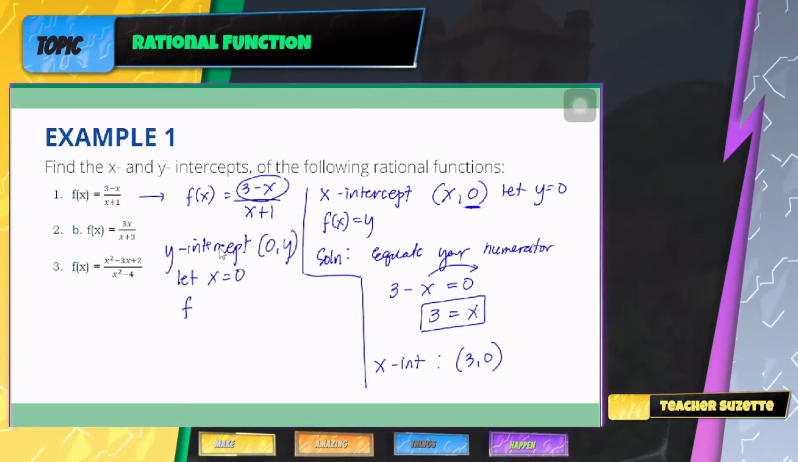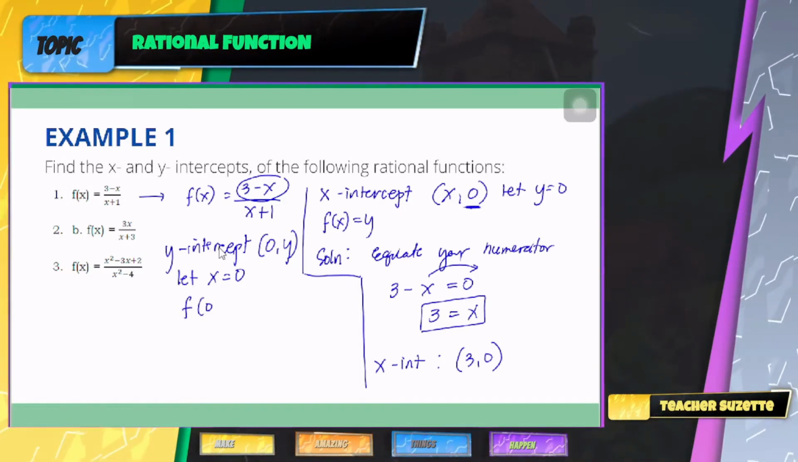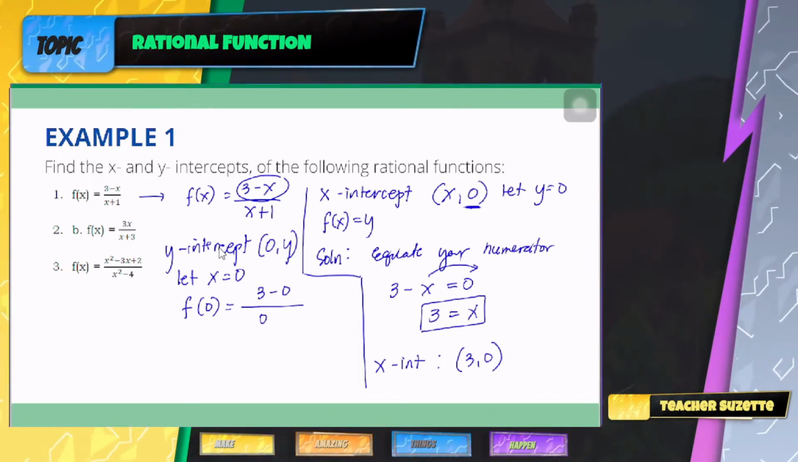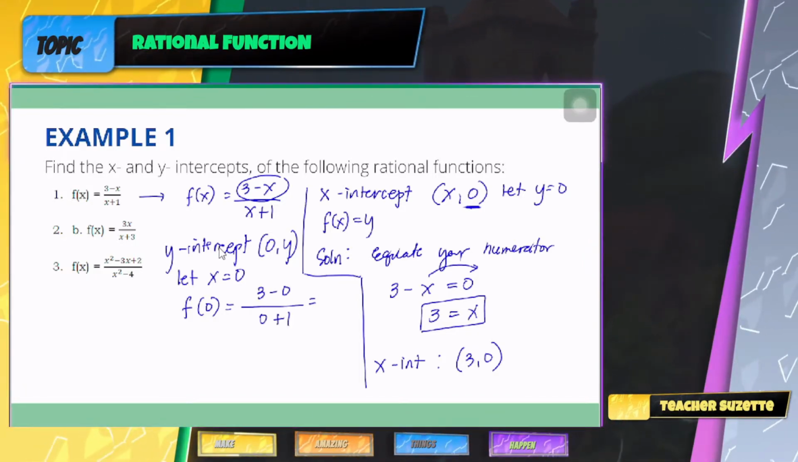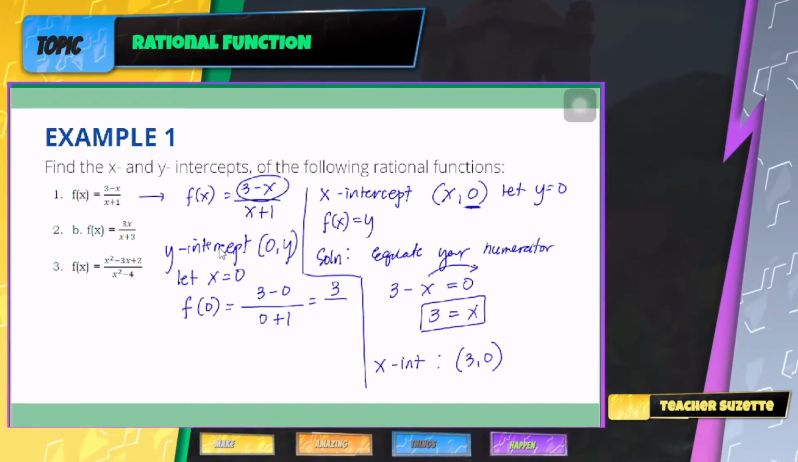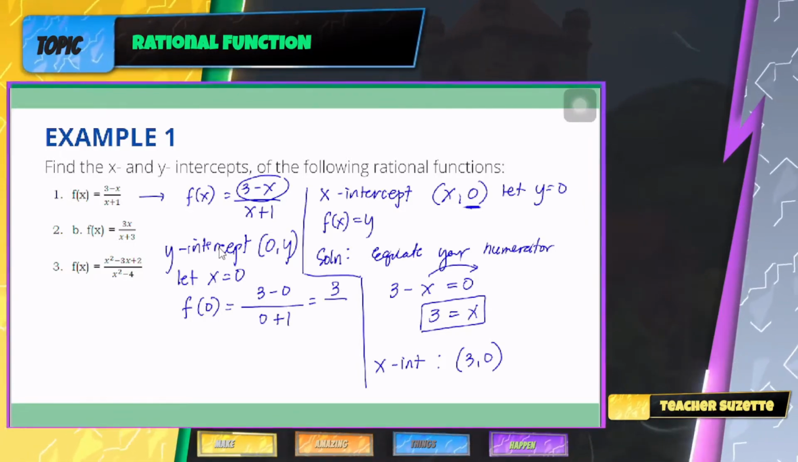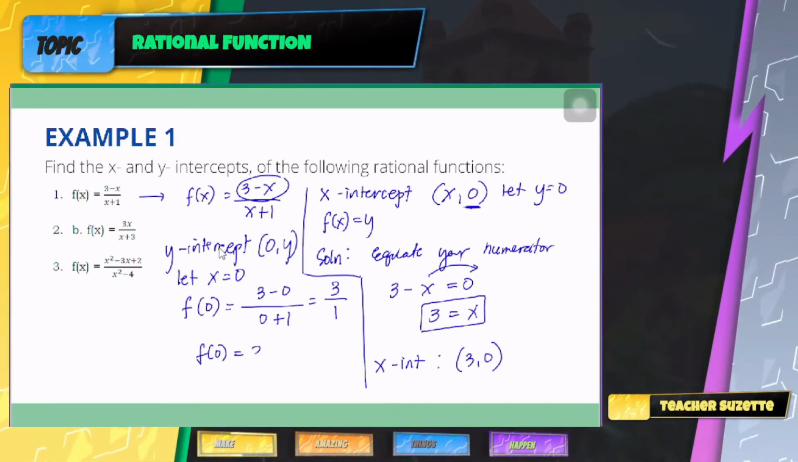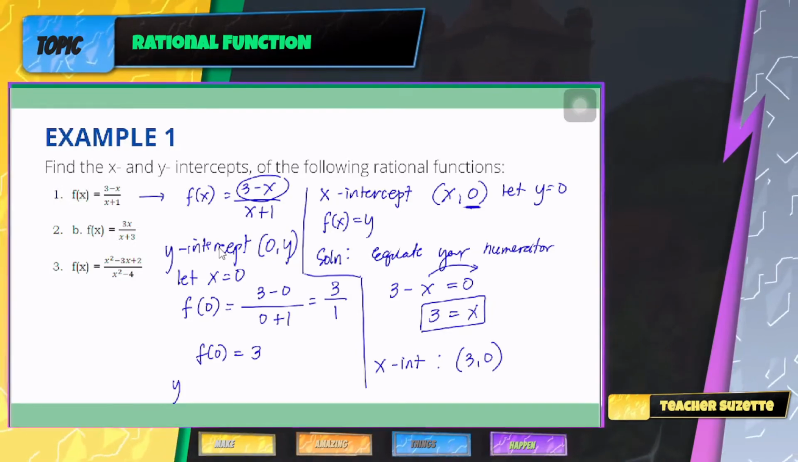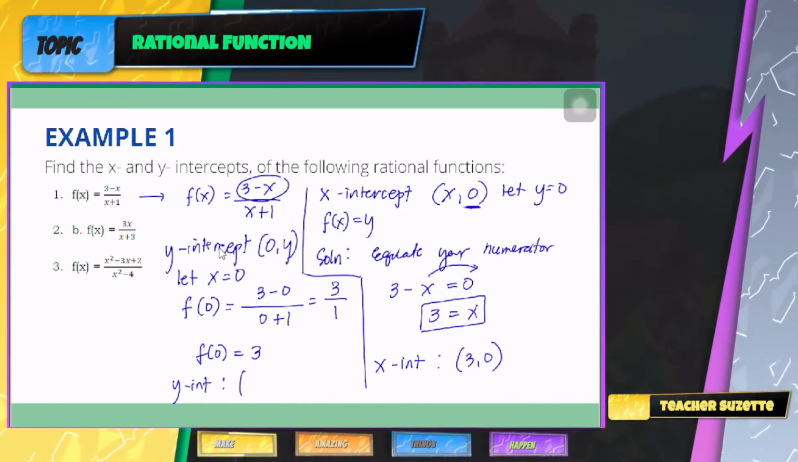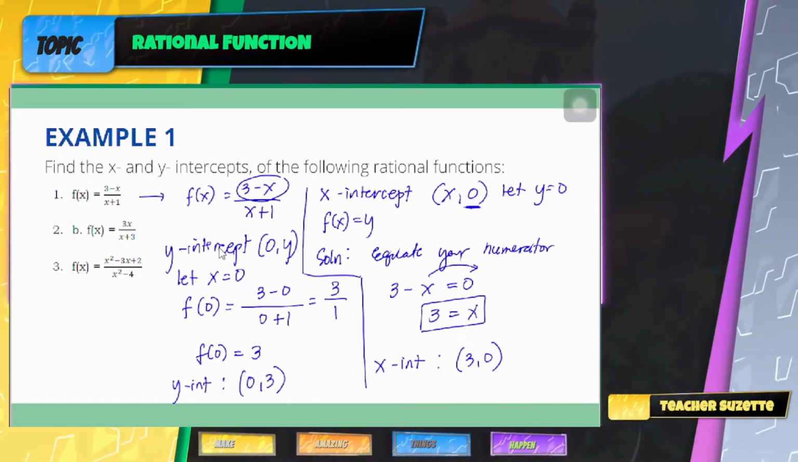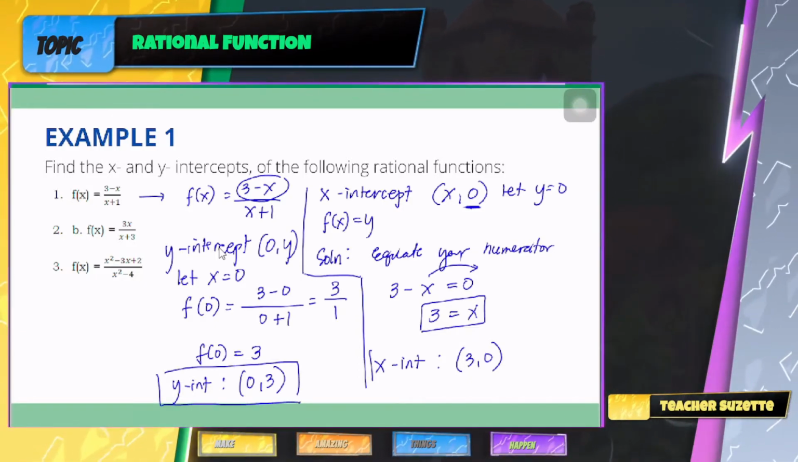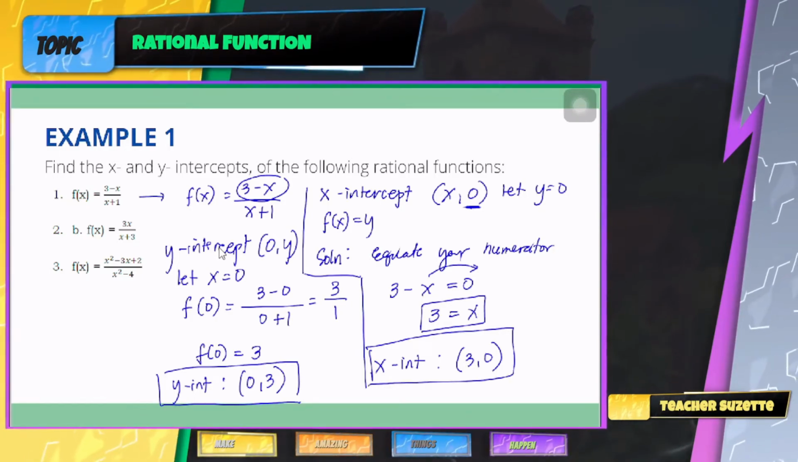So, ang function mo kasi is f of x, no? So, magiging f of 0 is equal to 3 minus 0 all over 0 plus 1. Then, evaluate mo lang. 3 minus 0 is 3 and 1 plus 0 is 1. So, therefore, your f of 0 is equal to 3. So, ang iyong y-intercept is (0, 3). So, ito po ang x and y-intercept for our first function.